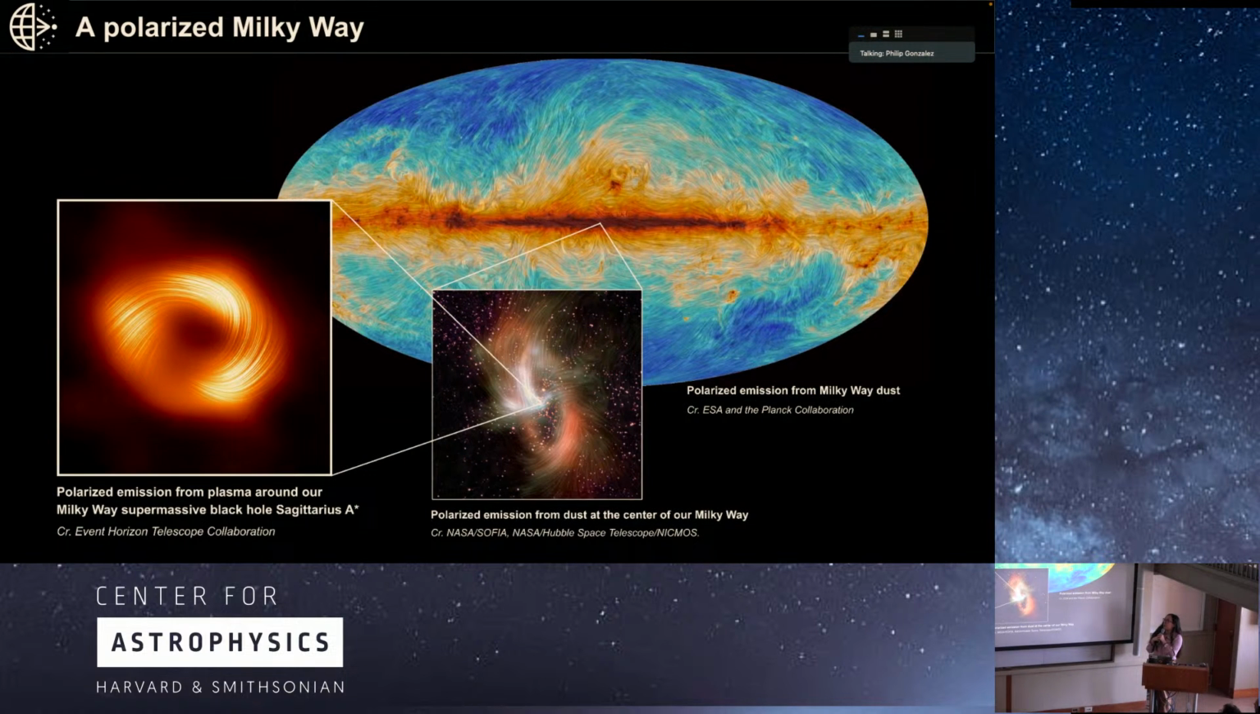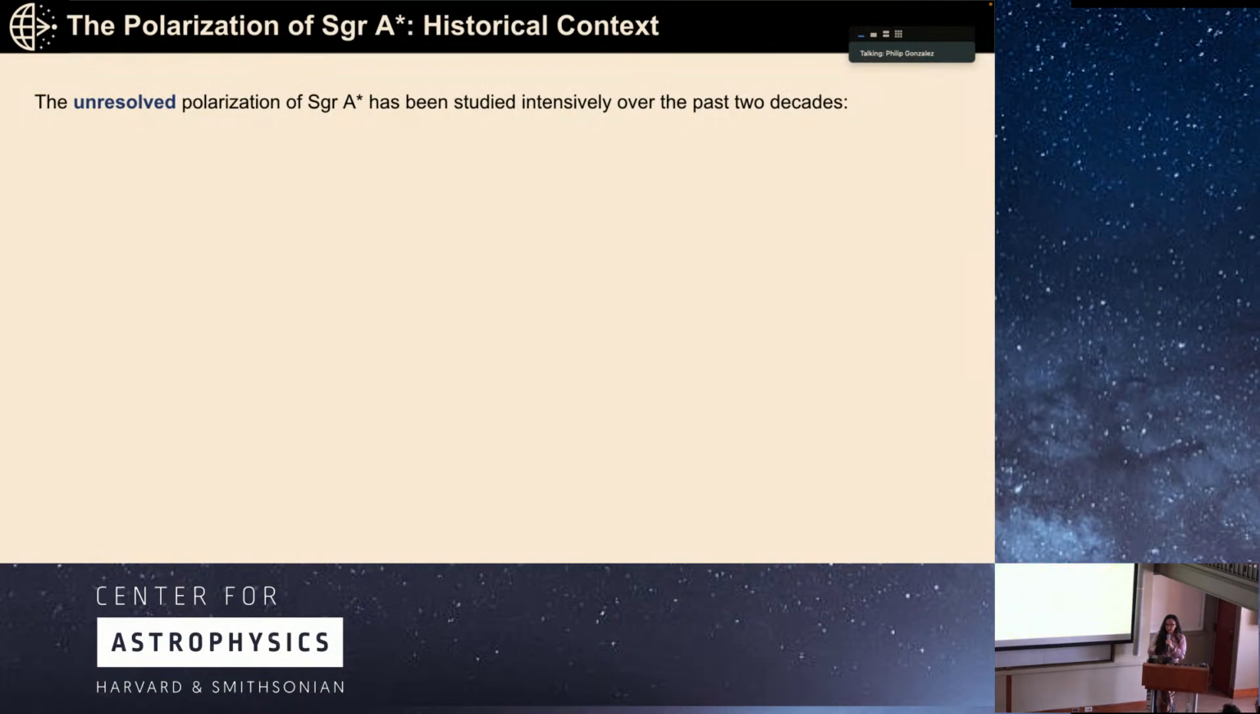And of course, when we think about Sagittarius A star in the context of polarization and magnetic fields, we need to take into account the broader Milky Way context. I really love this composite that shows the mini spiral imaged by SOFIA that shows polarized emission along the spiral from dust at the center of the Milky Way, and of course the gorgeous Planck collaboration image of the Milky Way dust, and you see just how amazingly polarized the galactic plane is. So it's really interesting to think about the results in the broader context of the magnetic fields in the Milky Way.